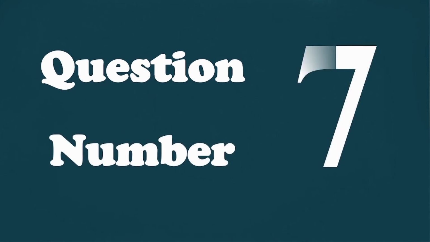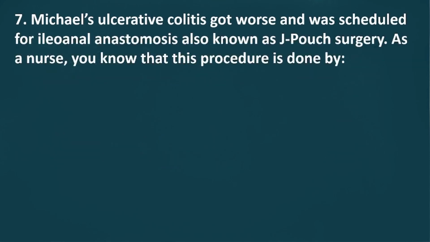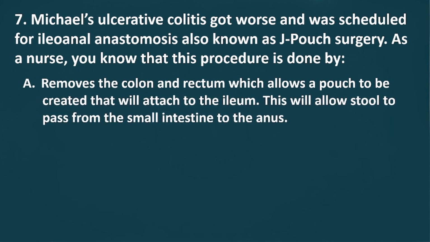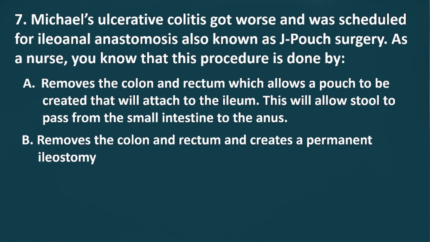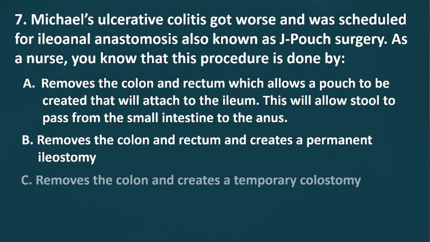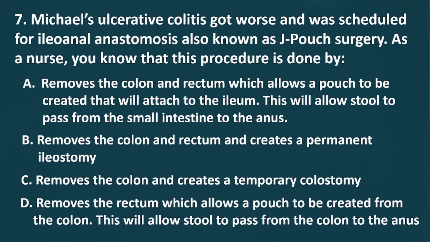Question number 7. Michael's ulcerative colitis got worse and he was scheduled for ileoanal anastomosis, also known as J-pouch surgery. As a nurse, you know that this procedure is done by A. Removes the colon and rectum, which allows a pouch to be created that will attach to the ileum. This will allow stool to pass from the small intestine to the anus. B. Removes the colon and rectum and creates a permanent ileostomy. C. Removes the colon and creates a temporary colostomy. D. Removes the rectum, which allows a pouch to be created from the colon. This will allow stool to pass from the colon to the anus.